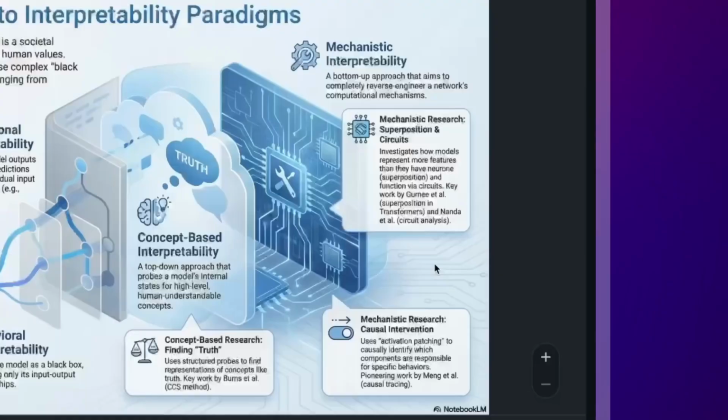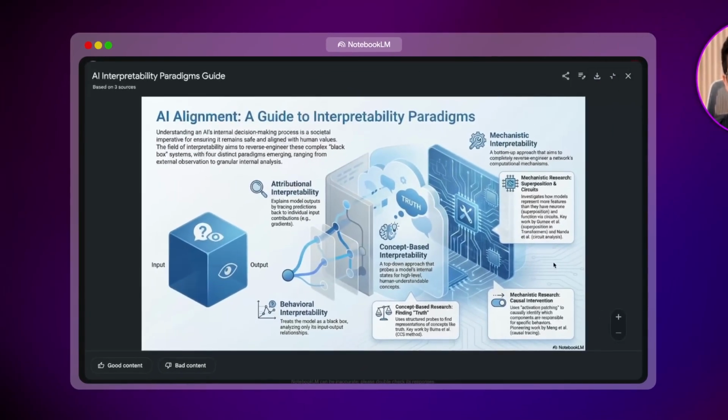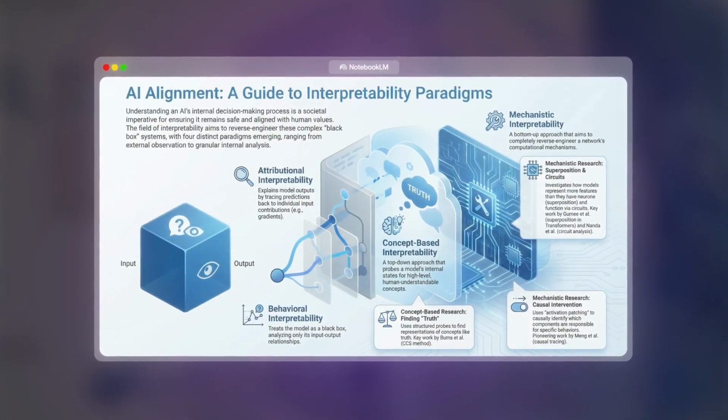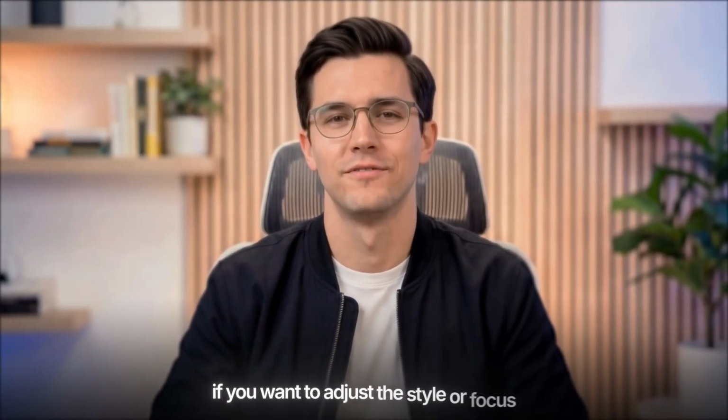All right, here's the result. This is a clean, well-designed visual representation of AI alignment approaches with key researchers mapped to different strategies. The design is professional, the information is accurate and cited from my sources, and this would have taken hours to create manually. You can also regenerate this with different instructions if you want to adjust the style or focus.